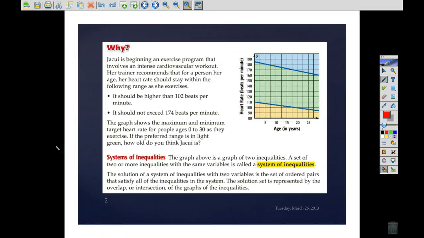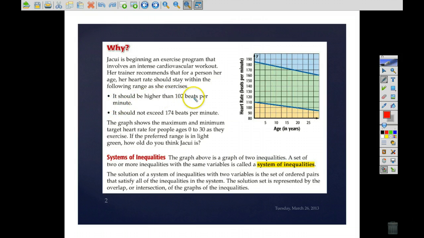Okay, so why? Here's an example of why we would use this. Jacqui is beginning an exercise program that involves an intense cardiovascular workout. Her trainer recommends that for a person her age, her heart rate should stay within the following range as she exercises. So as you can see here, the trainer wants her to stay within this heartbeat rate.